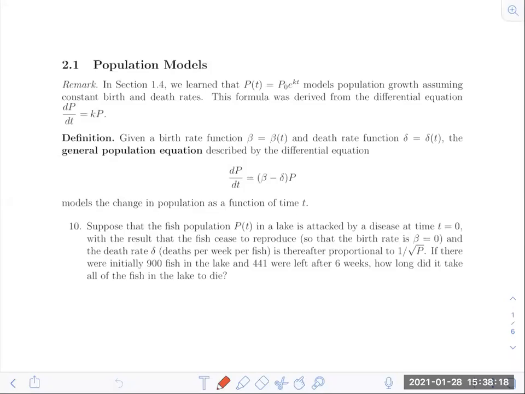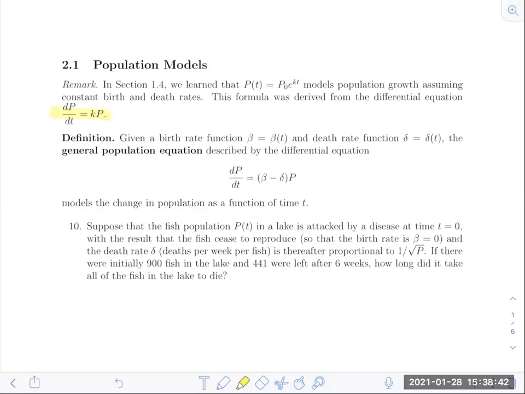In this section, we're going to talk about section 2.1, population models. If you'll recall, we already discussed one of the more basic population models back in section 1.4, which was population growth assuming constant birth and death rates. We were looking at this differential equation right here, dP/dt = kP.